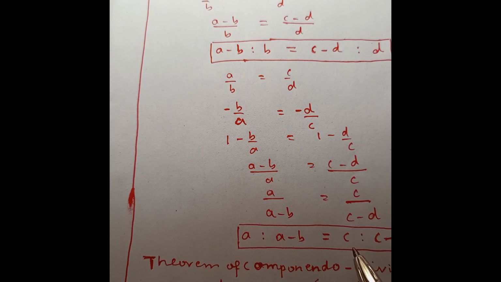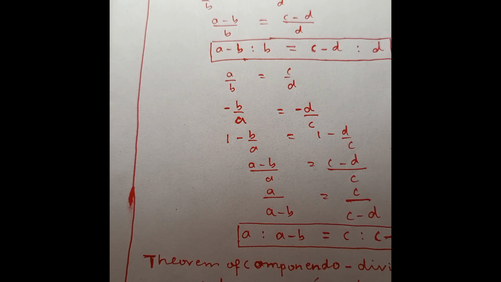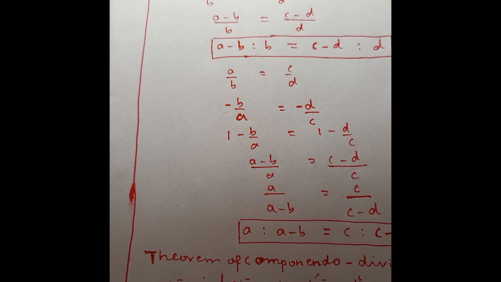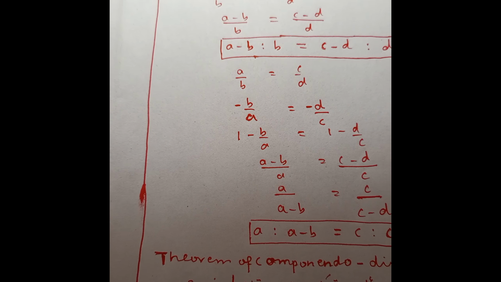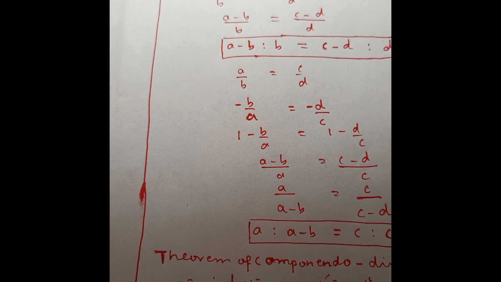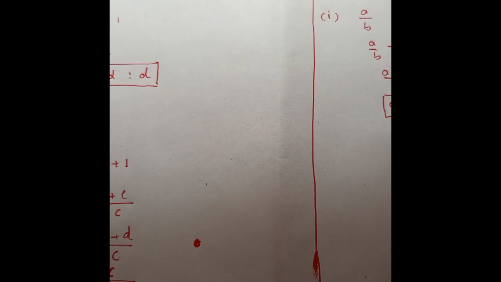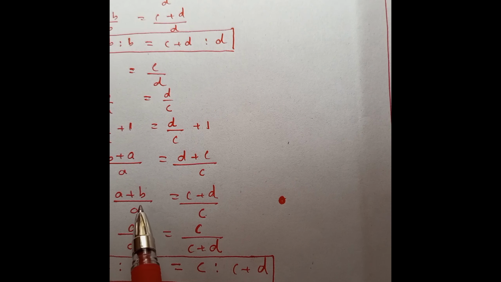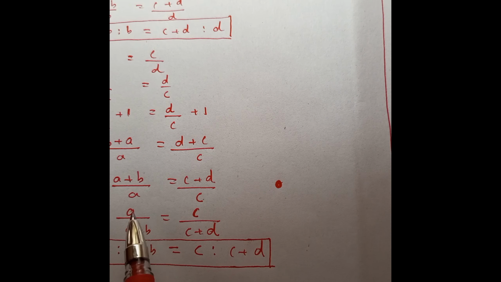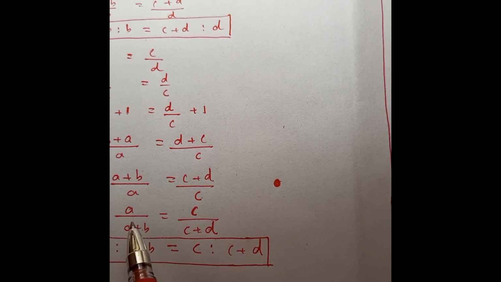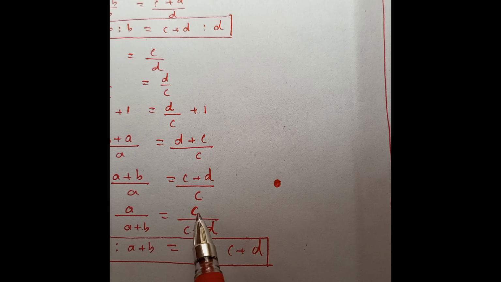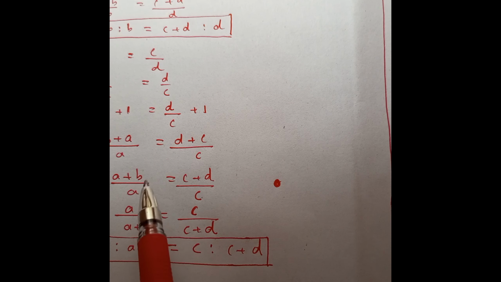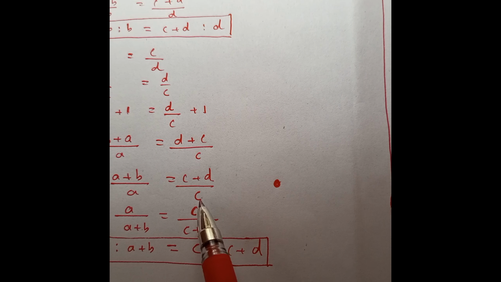Now student, let us try to prove the theorem of componendo and dividendo, because we have done the major work and this is only 2 steps short of the proof. In the last case, in the case of the theorem of componendo, we came to here. We said that the second case of the componendo is A divided by A plus B is equal to C divided by C plus D, and in the previous case it is A plus B divided by A is equal to C plus D divided by C.